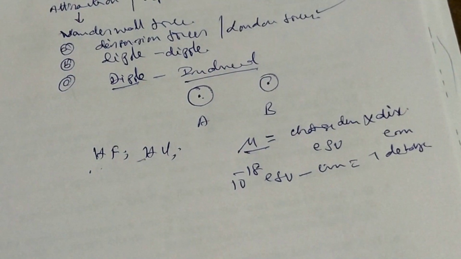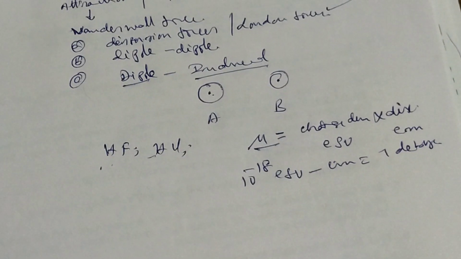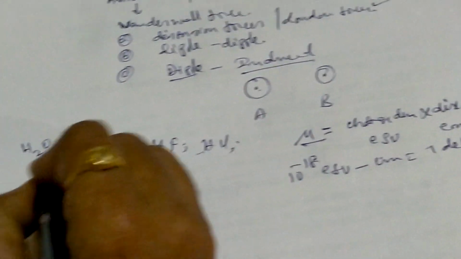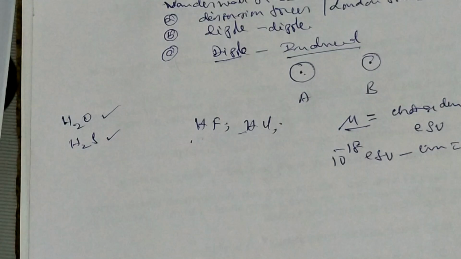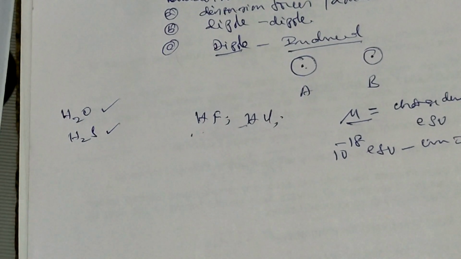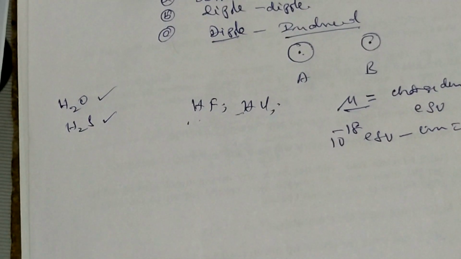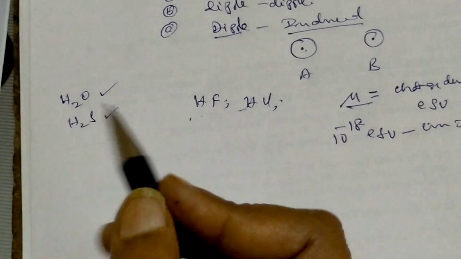Because of this, solids, liquids and gases formation will be there. Main example, if you see H2O and H2S, one is a liquid, another is a gas. Both are hydrides and both are from the same family, oxygen and sulfur. But we will deal with the subject in detail afterwards.